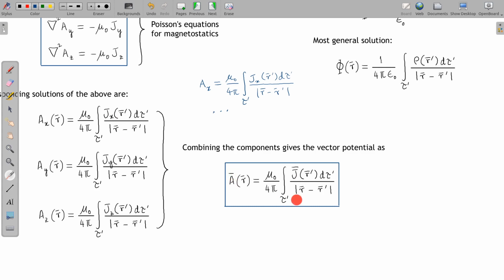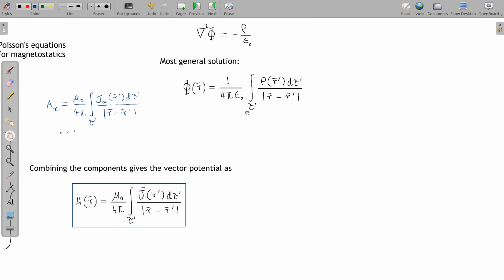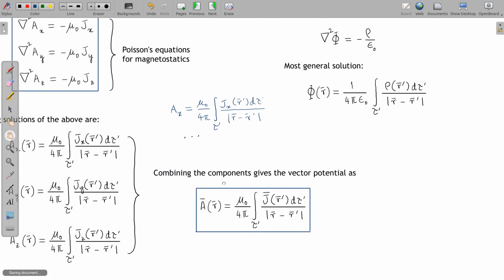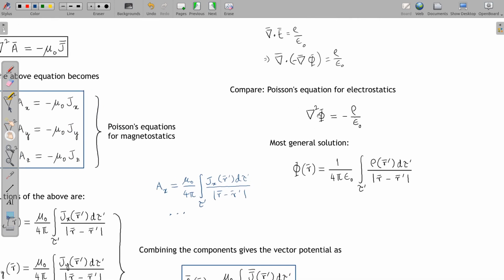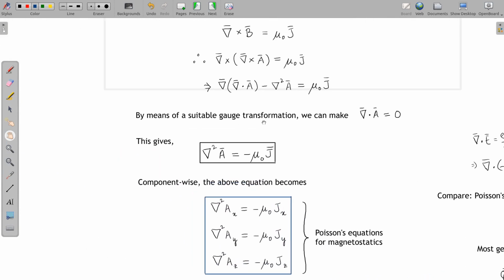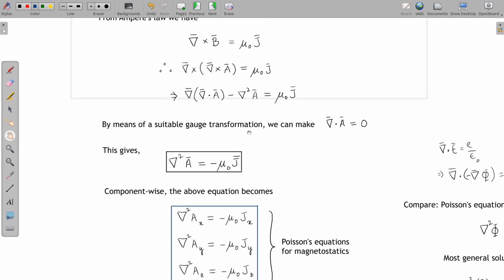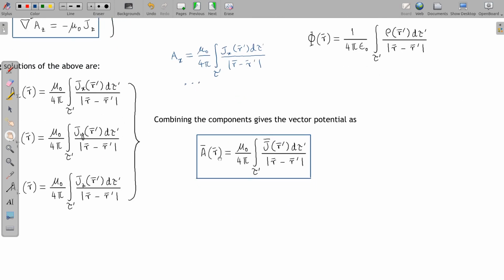So this gives us a general expression for the magnetic vector potential, which we can use in any scenario, and you can see it is very similar to the general solution for a scalar potential. This is a vector potential, this is a scalar potential. Very similar, because the components satisfy what are known as Poisson's equations, similar to Poisson's equation for electrostatics. But we need to always keep in mind that this is applicable only under the gauge transformation we mentioned, in which the divergence of A is 0. So we are assuming that the divergence of A is 0.